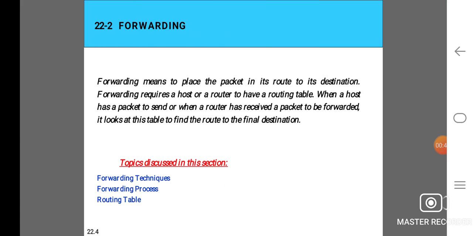Forwarding. Forwarding means to place the packet in its route to its destination. Forwarding requires a host or a router to have a routing table. When a host has a packet to send, or when a router has received a packet to be forwarded, it looks at this table to find the route to the final destination. Topics discussed in these sections are forwarding techniques, forwarding process, routing table.